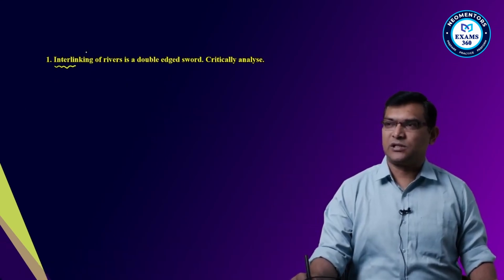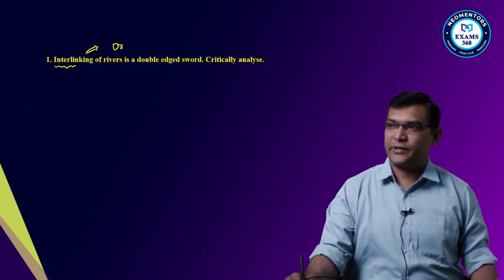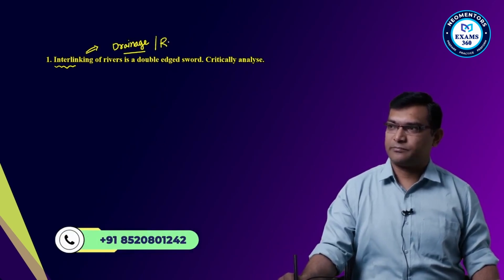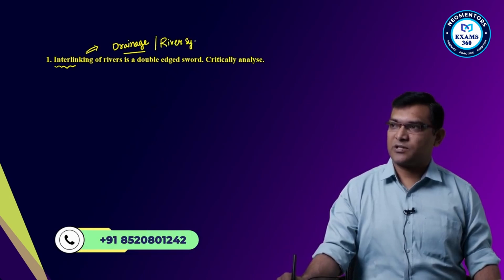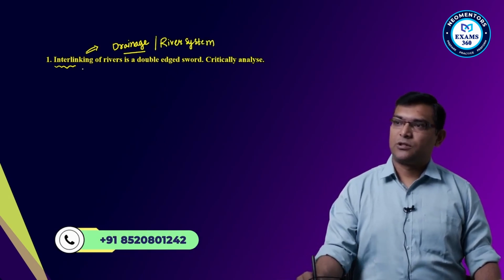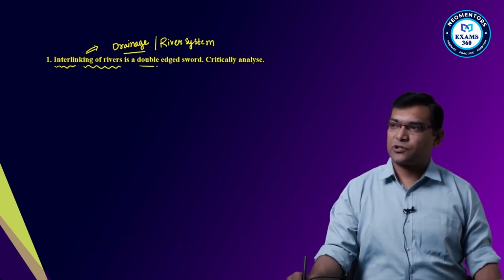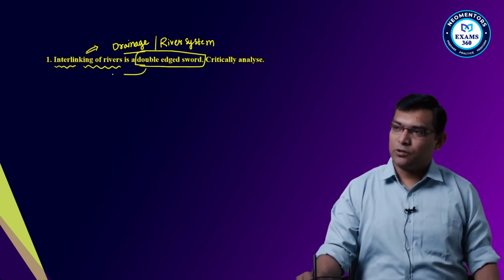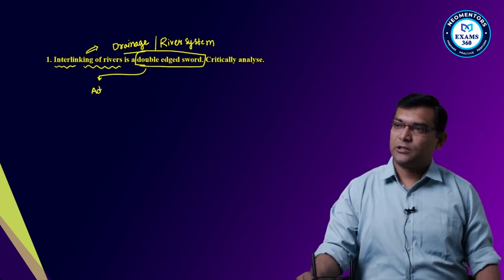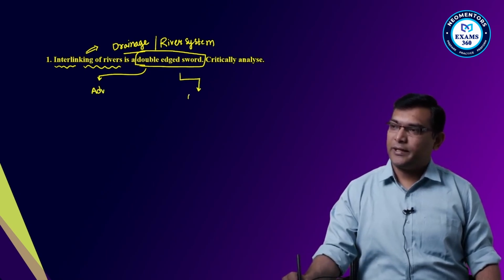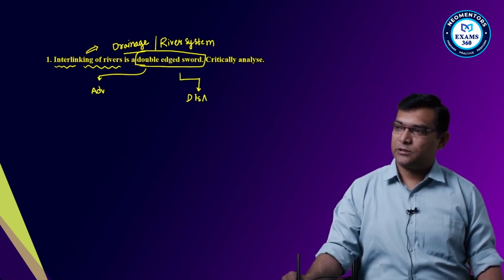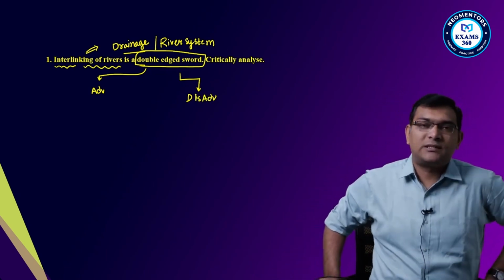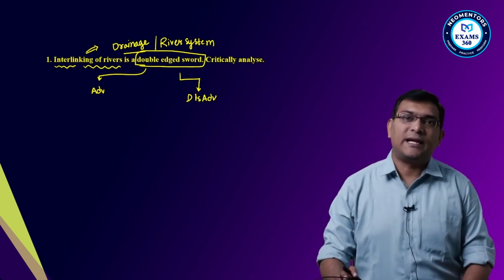Interlinking. This question is mainly related to our syllabus called the drainage system, or river system. Interlinking of rivers is a double-edged sword. Double-edged sword it is. అంటే రెండు అడ్వాంటేజెస్ ఉన్నాయి, ఇంకొకటి డిసడ్వాంటేజెస్ కూడా ఉన్నాయి. సో అదే చెప్తున్నాడు. క్రిటికలీ అనలైజ్ అంటే both the advantages and the disadvantages of the interlinking of the rivers.